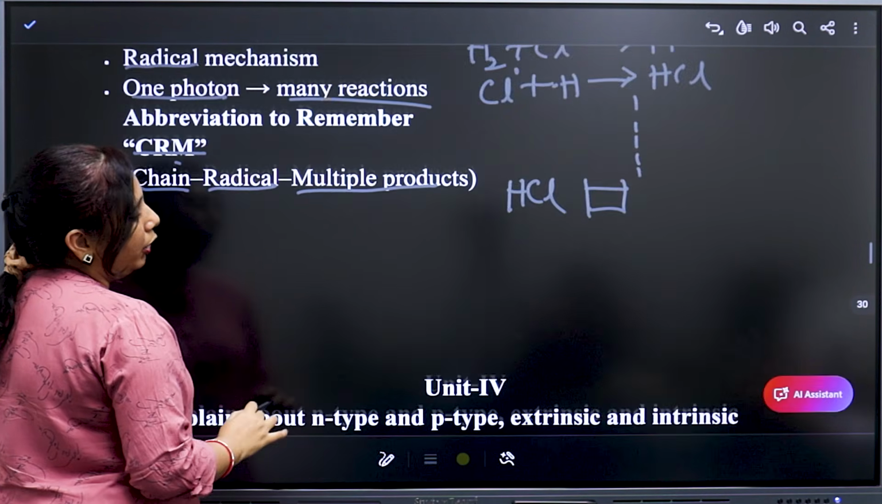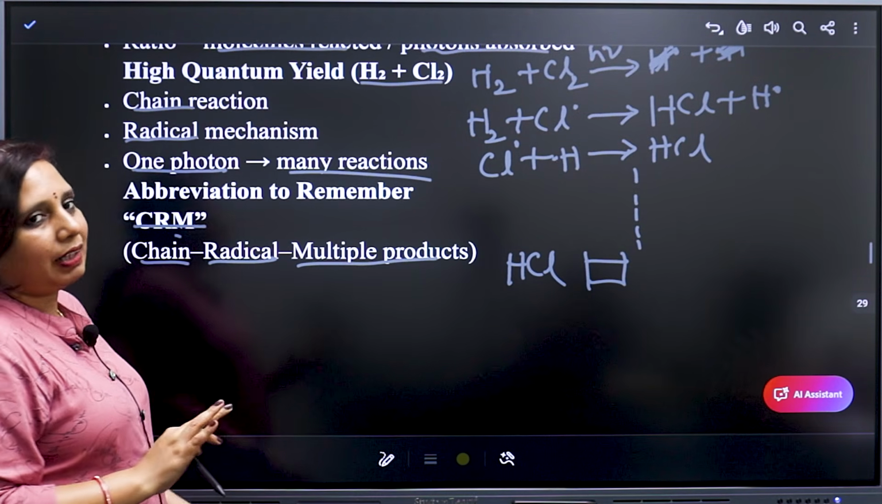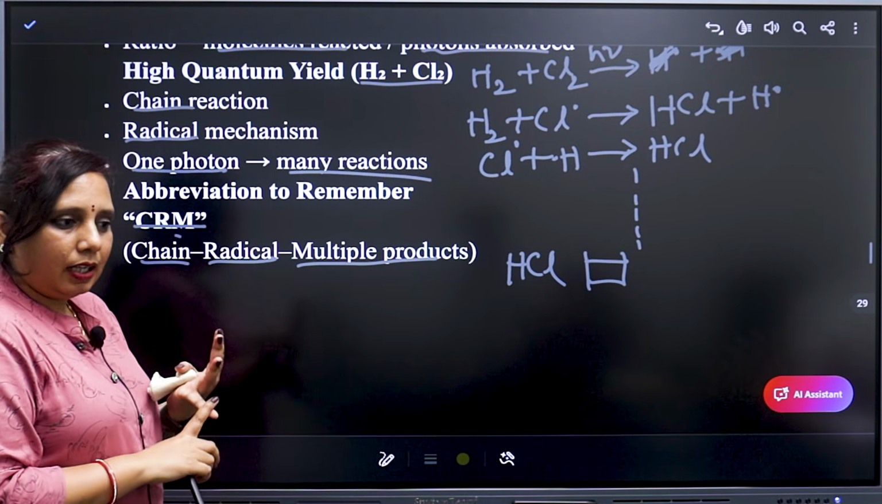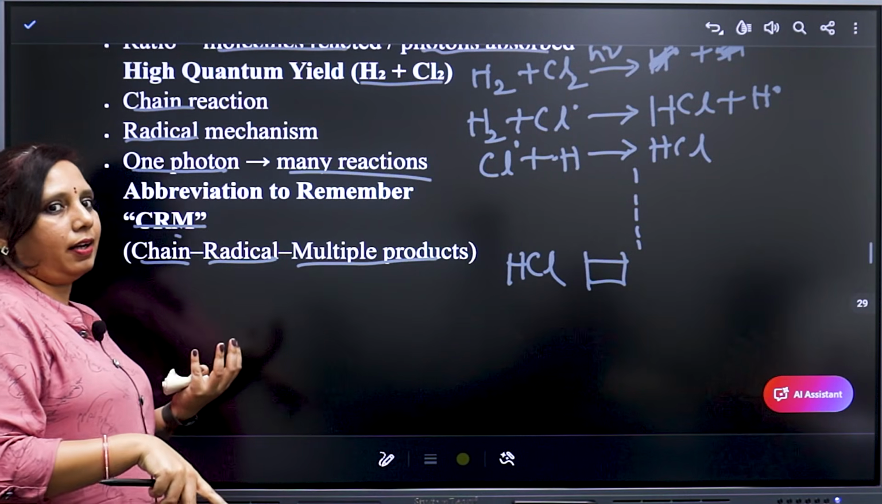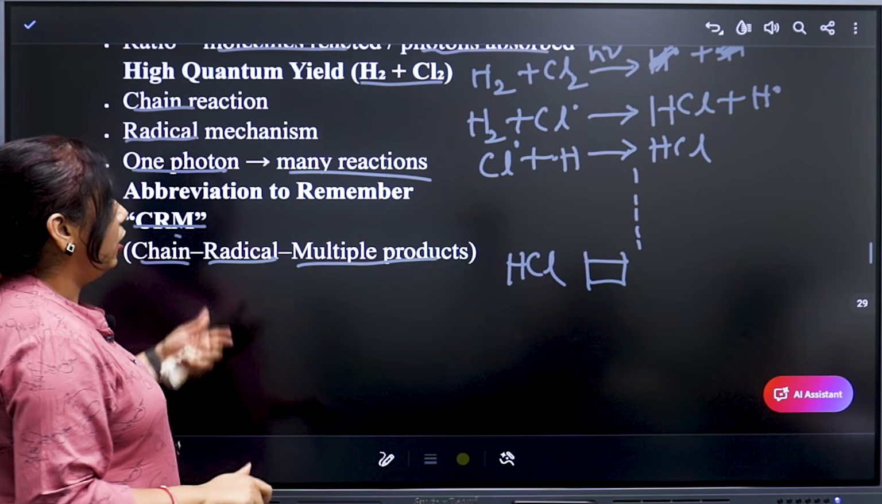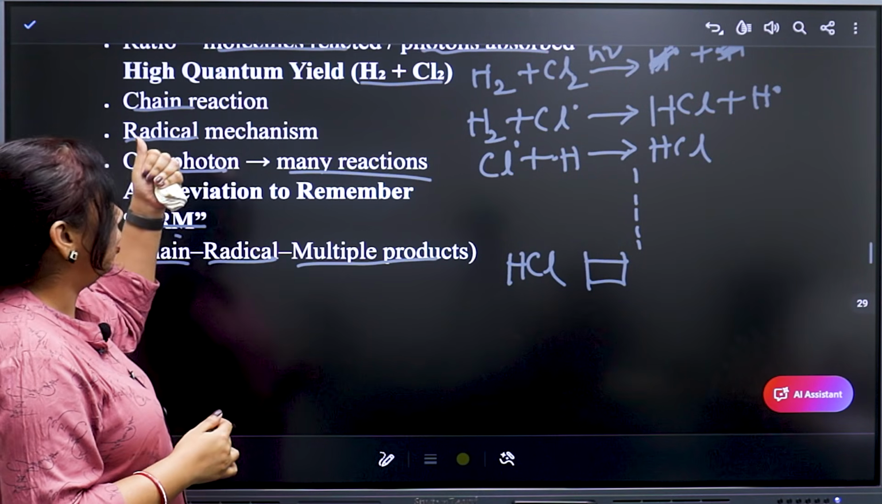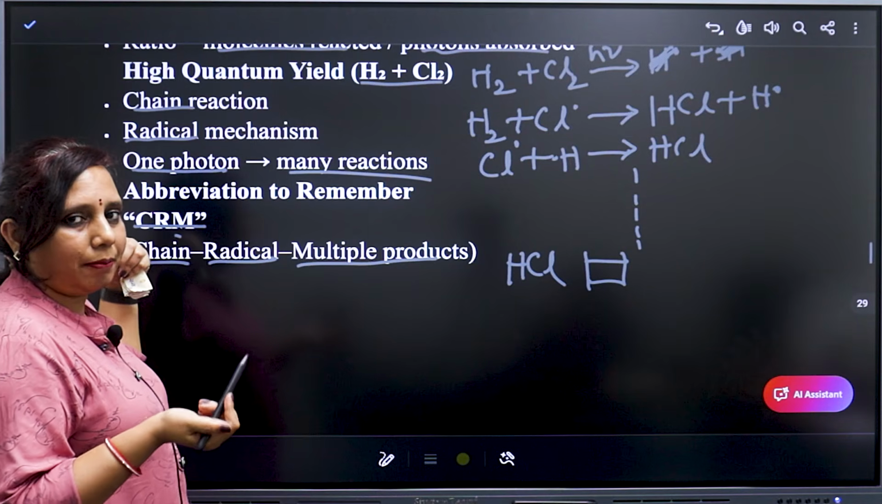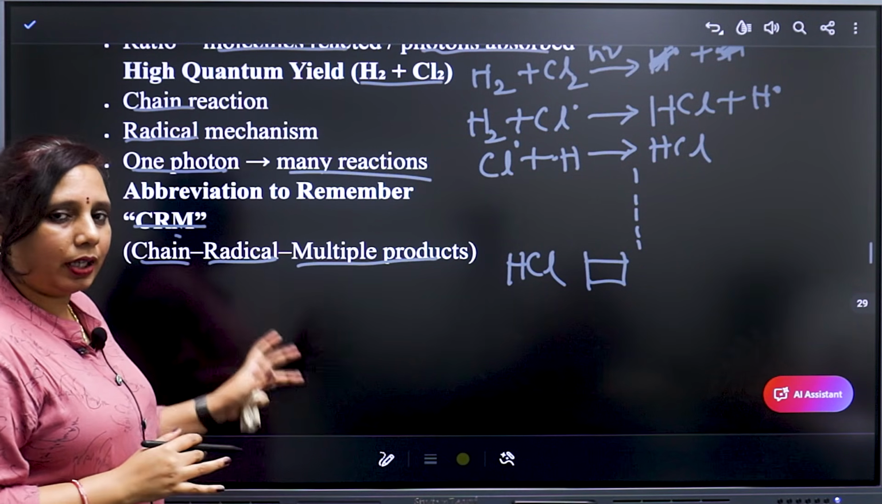So that is about Unit 3. Till now, in Unit 3 we have covered 3 questions. First one is factors influencing rate of reaction, then derivation of the first order rate equation, then the Grotthuss-Draper law and laws of photochemistry, then quantum yield and the photochemical combination of H2 and Cl2. So these are the important questions here.